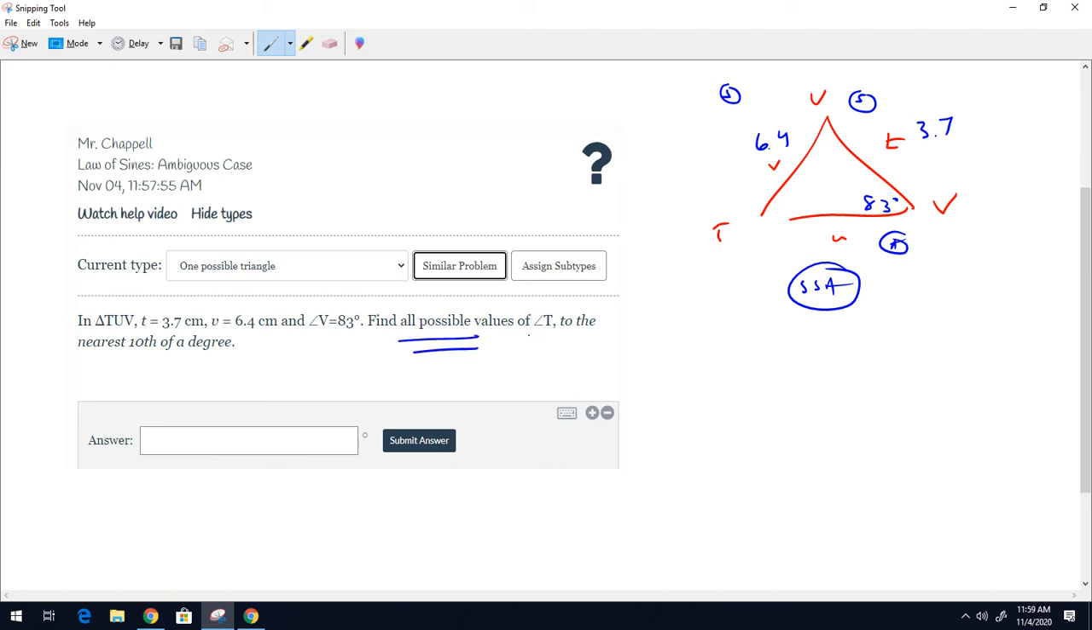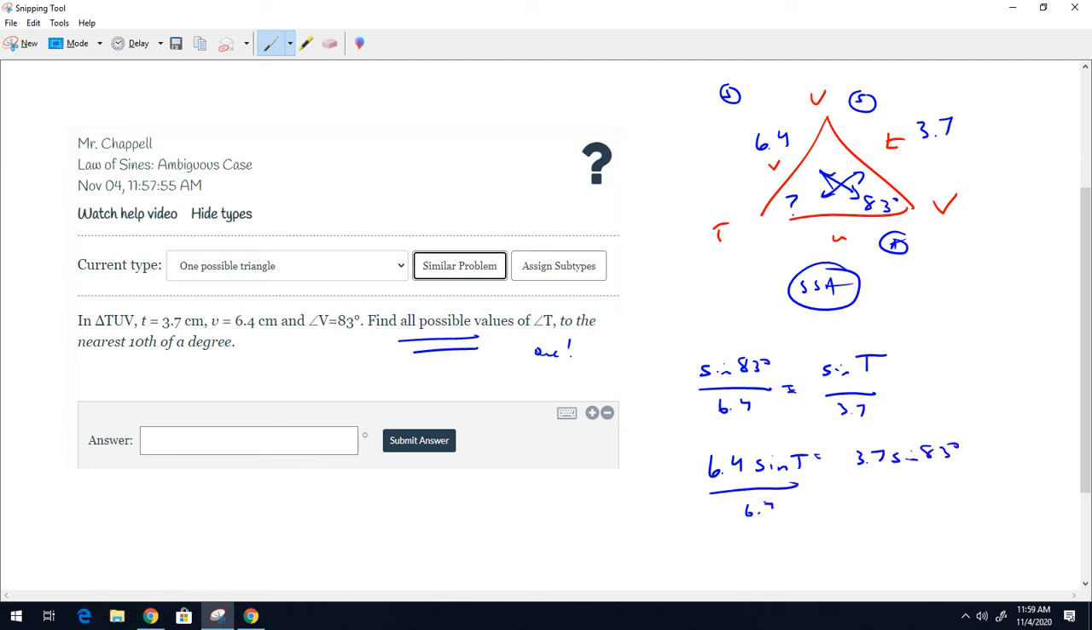You just have to find angle T. Now notice it says find all possible values. There's always going to be just one value, okay? So find angle T. And you have what you need. You have the V's, you have side T, you just need to find angle T. So we're good, we're in business. So sine of 83 degrees over 6.4, that's the V's, equals sine of, we don't know what T is, over 3.7. Cross multiply, 6.4 sine of T equals 3.7 sine of 83 degrees. Divide by 6.4, and the sine of T equals 3.7 sine of 83 divided by 6.4.